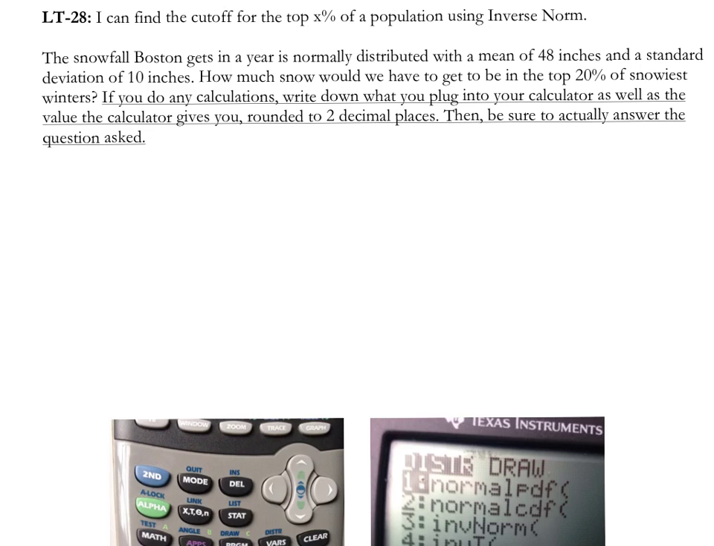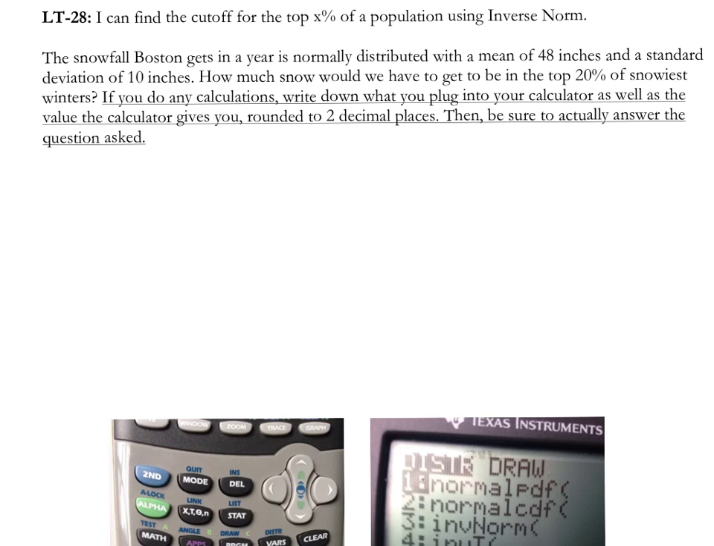So finally we have the inverse norm question. An inverse norm allows us to find the cutoff value for the top X% of a population. So if you're interested in what's the cutoff between the top 10% of test scores and the bottom 90% of test scores or something like that, the inverse norm allows you to calculate things like that. So here's an example problem.